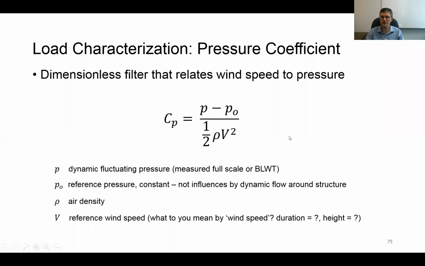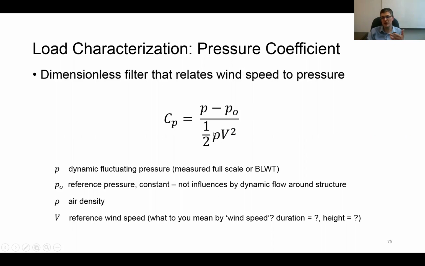So this could be barometric pressure. It could be the pressure 40 meters above the structure. It's something that's not being influenced by the structure itself. And then rho is air density, and then V is wind speed. Again, here it comes. What do you mean by wind speed? What's your frame of reference? Is that a 3-second gust? Is it a 1-minute gust? Ultimately, the purpose of this equation is to invert it. We're going to have CP from wind tunnel tests. And the way that we use the equation is solve for the pressure by taking the pressure coefficient for that structure, that part of the structure, and multiplying it by wind speed.